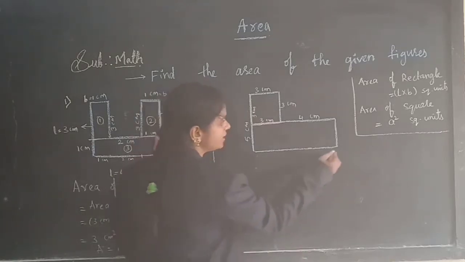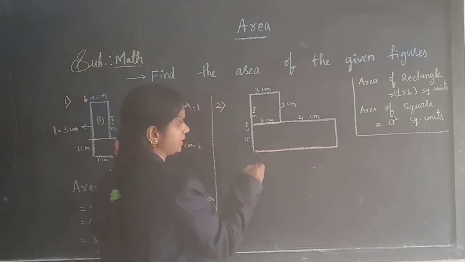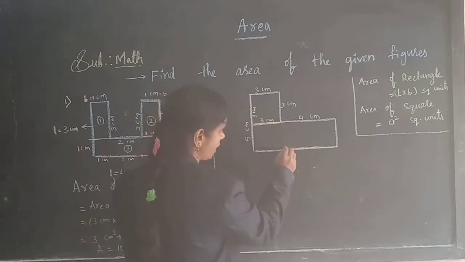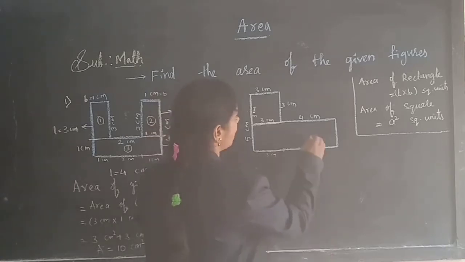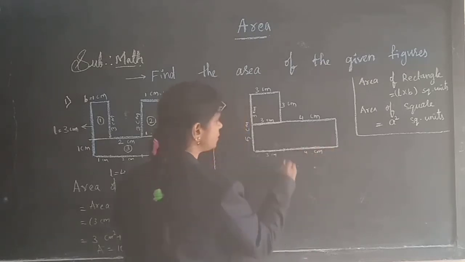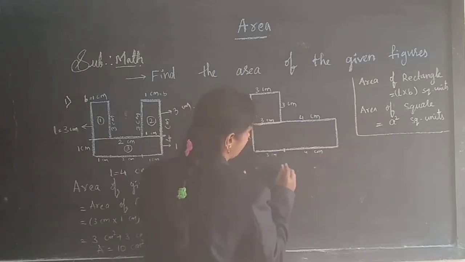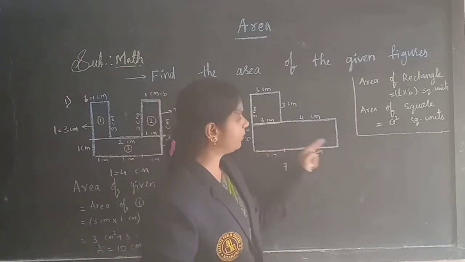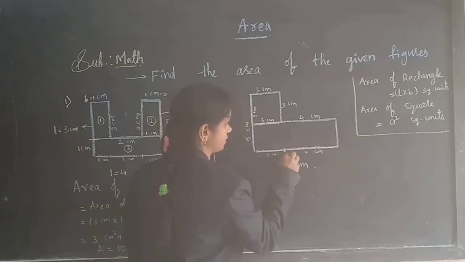Now, let's find this side length. First, let's find this side length. Up to here is 3, children. Observe carefully: up to here 3, and up to here 4. Means this side is 4. So up to here 3 and up to here 4, nothing but 3 plus 4. The total side length will be 7 centimeters. This will be 7 centimeters.